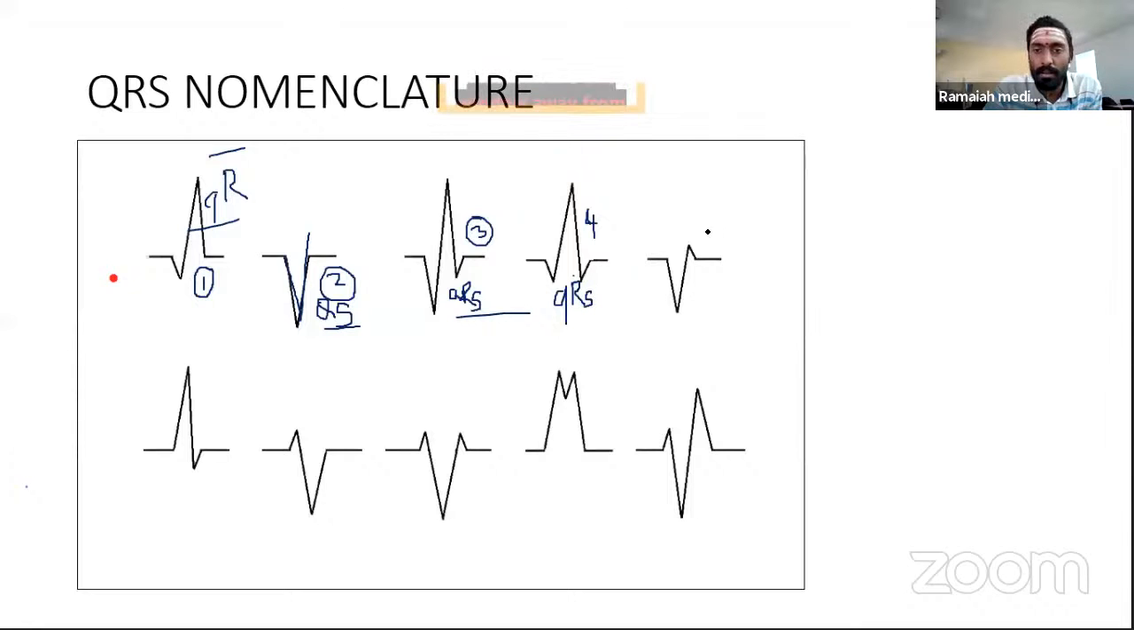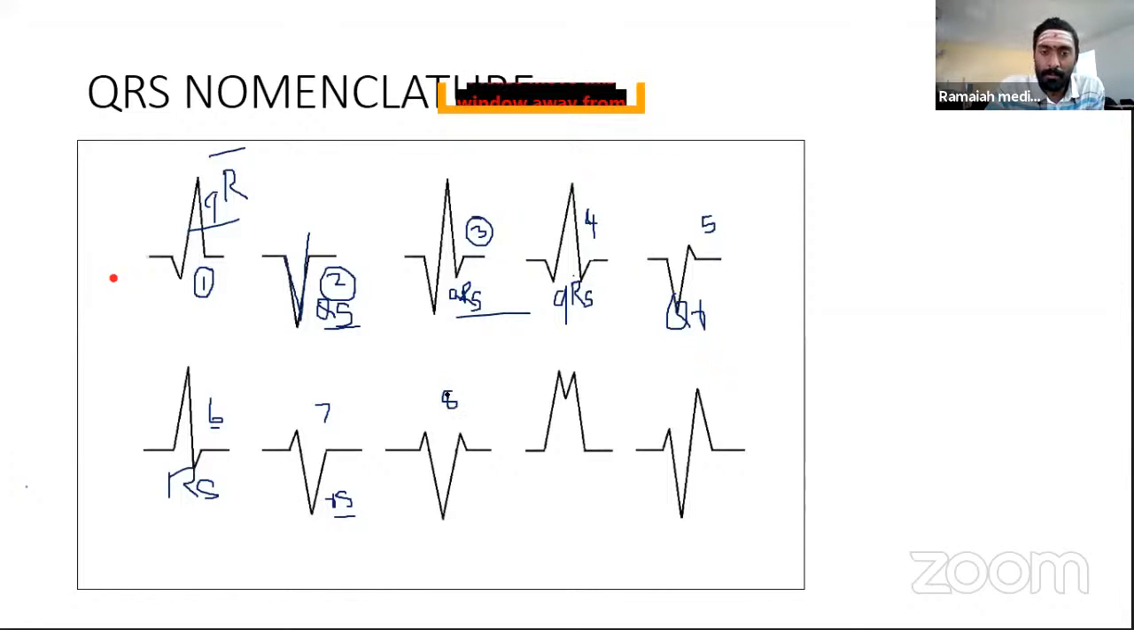What about 5? Correct. So a capital Q and a small r. Very good. What about 6? Excellent. RS, very good. What about 7? Correct. So we have a small r and a big S, correct.